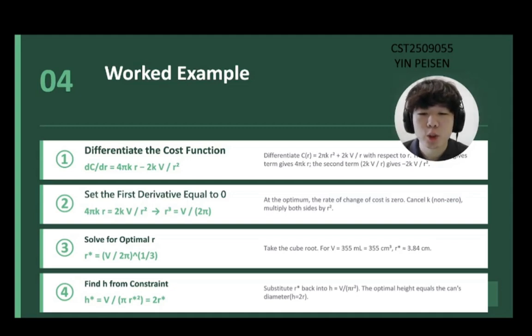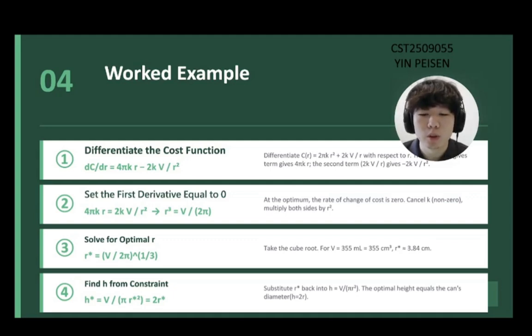Then we substitute the volume of 355 into the equation. After taking the cube root, we find that the optimal radius is 3.84. Next, we substitute this value back into the volume equation to calculate the height.